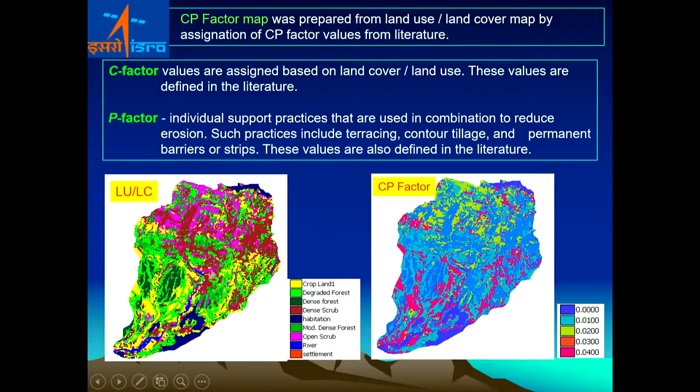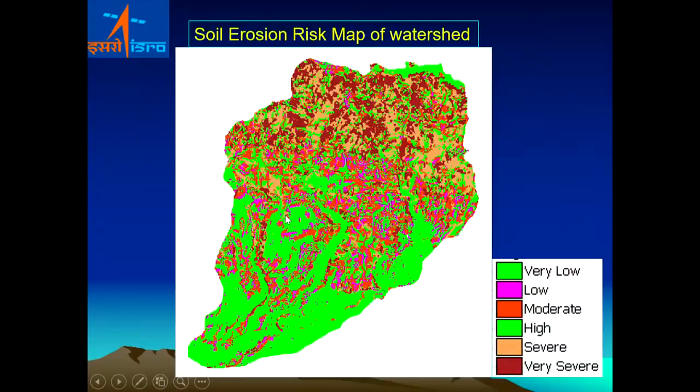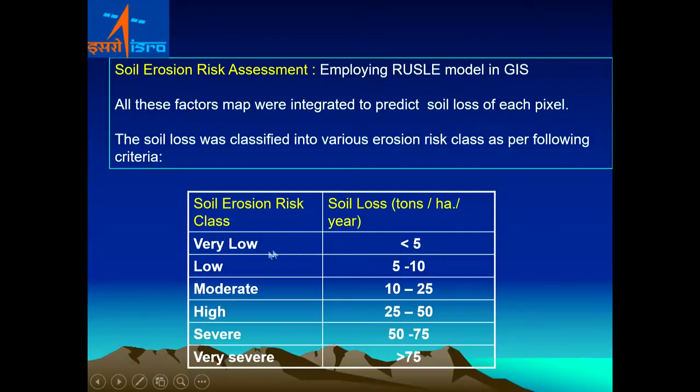We have taken the land use land cover map generated by visual interpretation, or you can generate it by digital classification, different types of land use. This green is forest, these are scrub land, red is scrub land, yellow is agricultural land, and we can define the C and P factor value in GIS. Then you can integrate all those things and you can get the soil erosion rate for every pixel. Every pixel you will get a soil erosion value, and these soil erosion values you can classify.